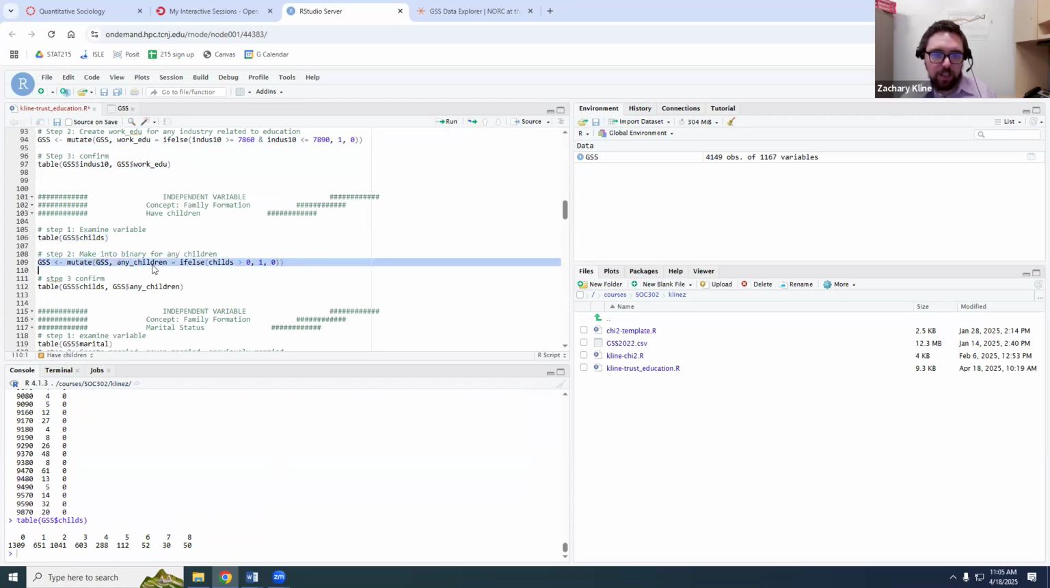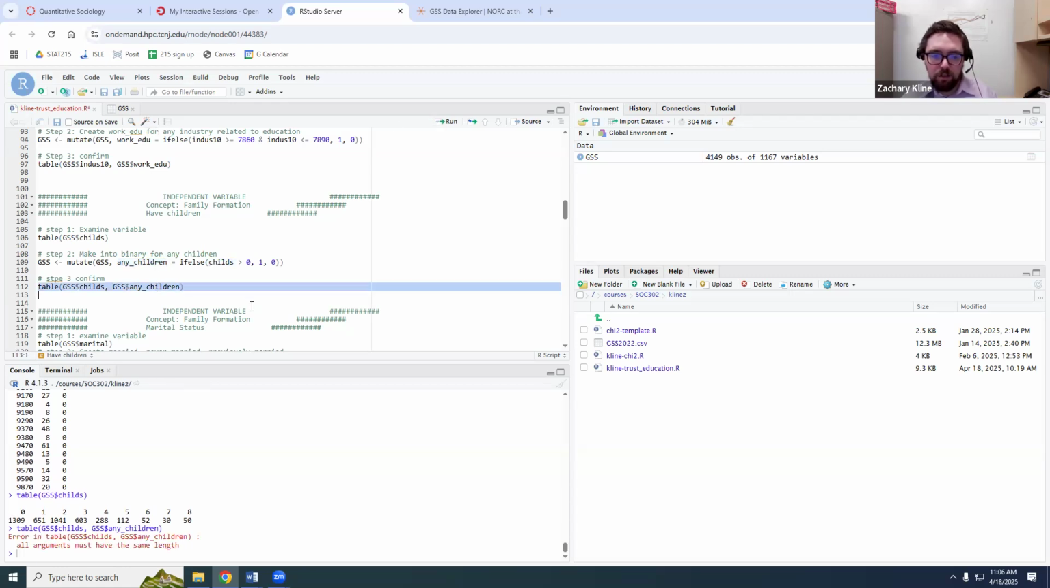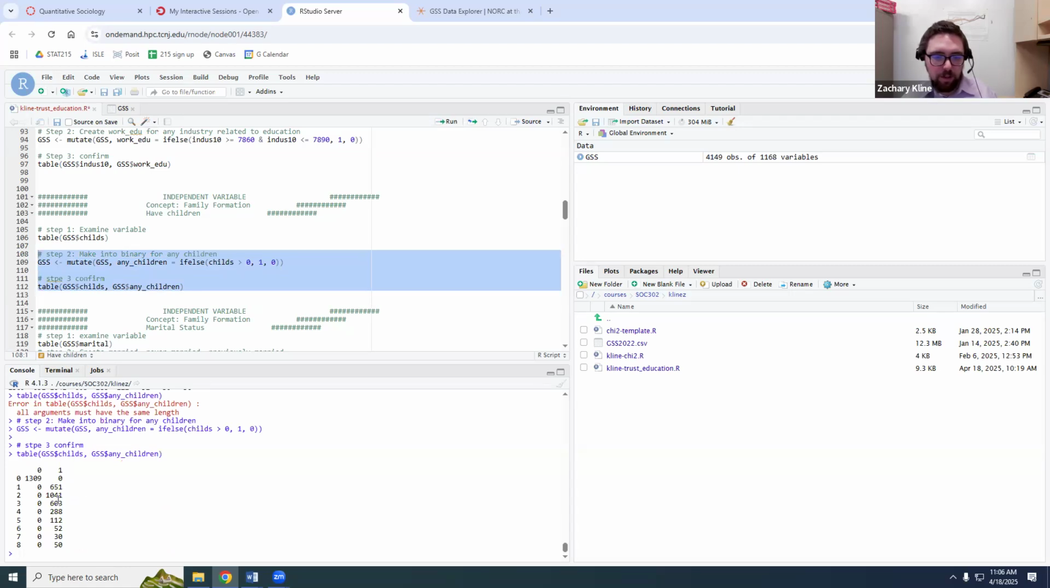This variable is going to create a dummy variable called for any children that will have a value of 1 when the condition of child's greater than 0 is true. So if they have greater than 0 children, which includes 1, 2, 3, 4, 5, 6, 7, or 8 children, they're going to have a value of 1 for any children, and if not, they're going to have a value of 0. So again, have to make the variable. So all of these groups are going to have a value of 1 for any children.